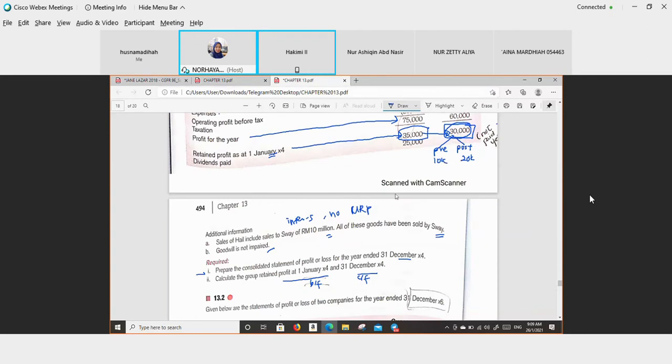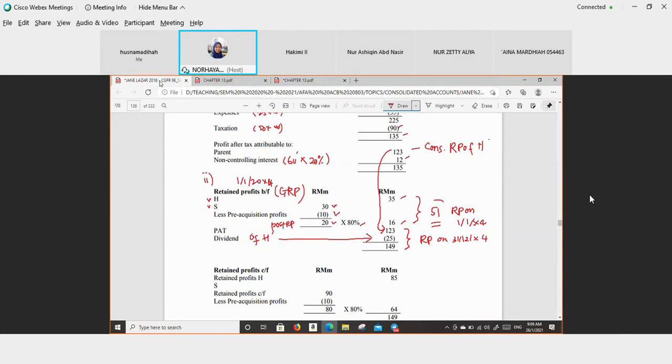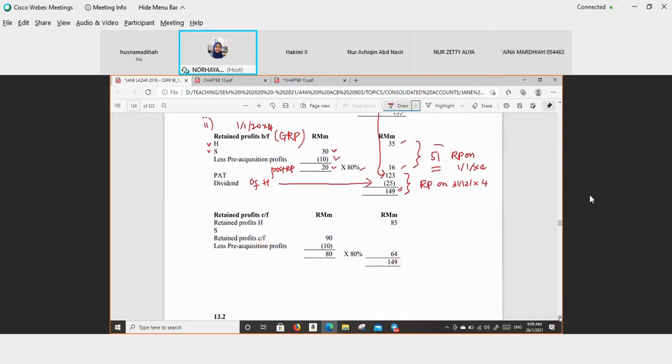So parent's dividend only, do not take. If there are dividends paid by the subsidiary, you cannot put them here. This is for the dividend of the holding company only. So 109. So that is an alternative way of calculating this.